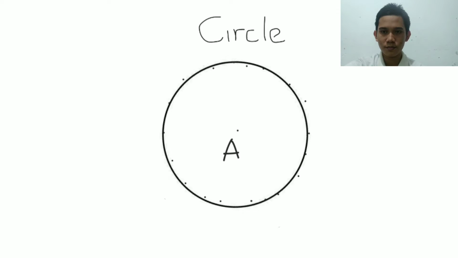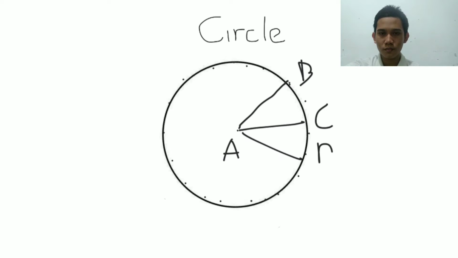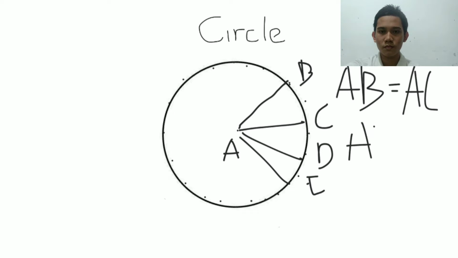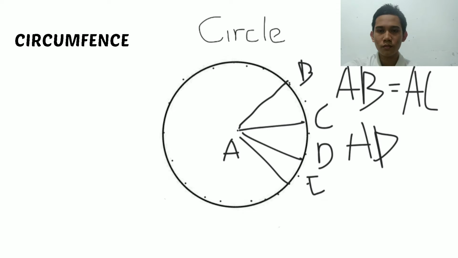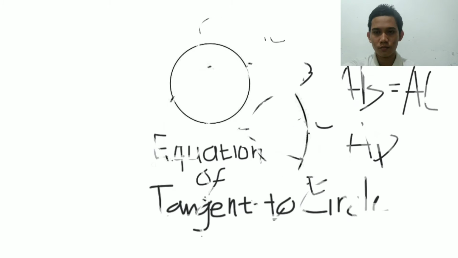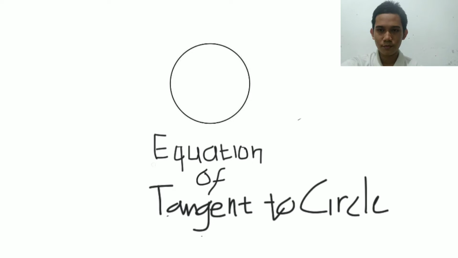If we make a line from point A to some point here, we can call it B, A to C, A to D, A to E. We can know the distance A to B is equal to A to C, A to D, and every single point bounding this area. We call the distance A to B a radius, and 2 times the radius is the diameter, or we can call it the circumference. Now let's go back to the main topic.